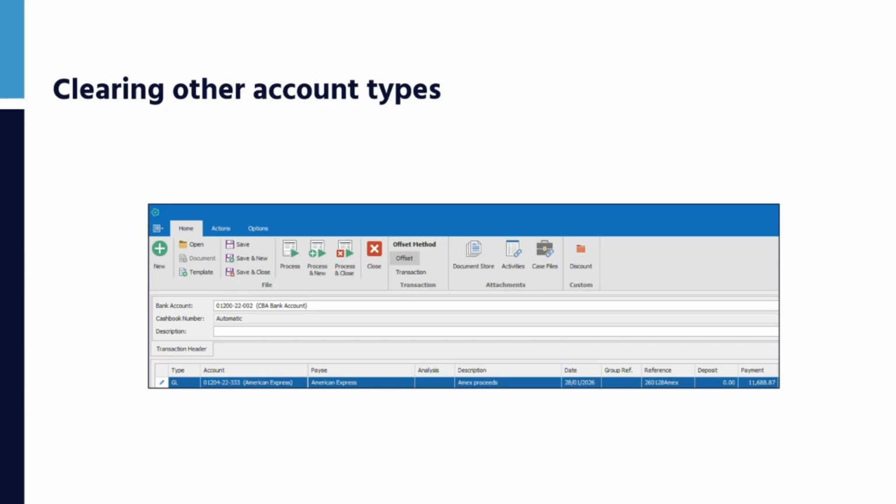And as I said, if you are using a credit card account type as a clearing account for your credit card pay and process receipts, then you will need to clear that out through the cash book rather than the actual pay and process clearing wizard. So that's just an example there.